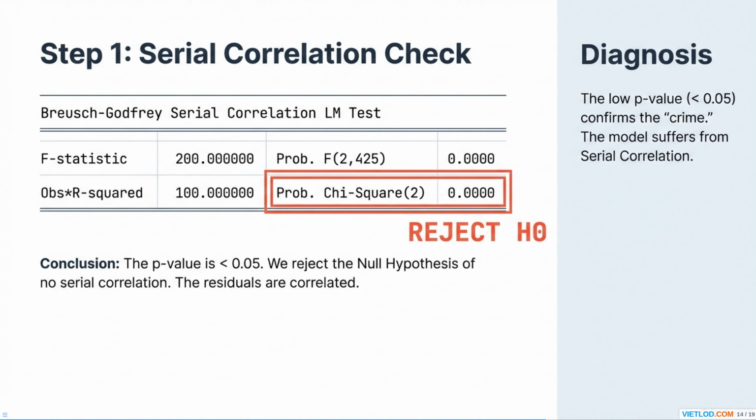Let's formally test for serial correlation using the Breusch-Godfrey test. Following our initial suspicions, we formally conduct the Breusch-Godfrey serial correlation LM test. This is a critical step for time series models. Looking at the test results, specifically the probability value for the chi-square statistic, you can see it is 0.0000. This p-value is significantly below our standard 0.05 threshold.